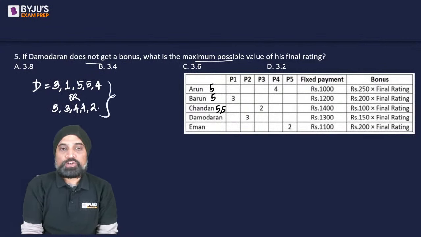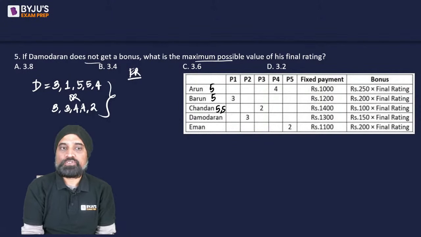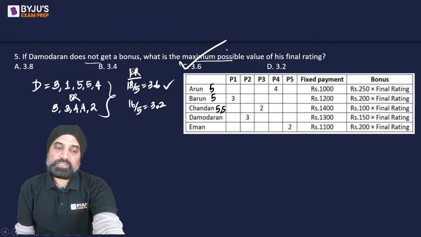So between these two, which one is the maximum final rating? So final rating, how do we calculate? We take the average, right? So this is a total of 18 by 5, which is 3.6. And the next one is 16 by 5, which is 3.2. The maximum one is 3.6. So Charlie becomes our answer.